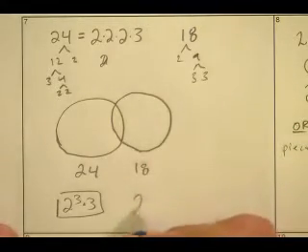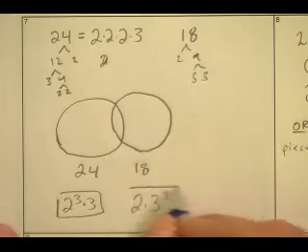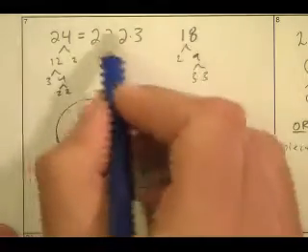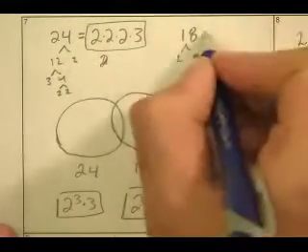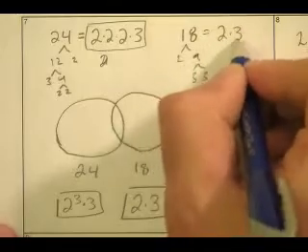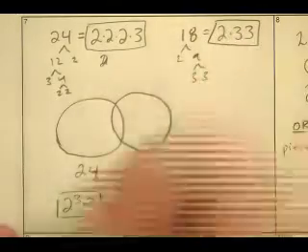So I'll write this as 2, 3 squared. So I look at them. All right. So this guy I have a 2, 2, 3. This guy I have a 2, 3, 3. And I look, do they have anything in common?